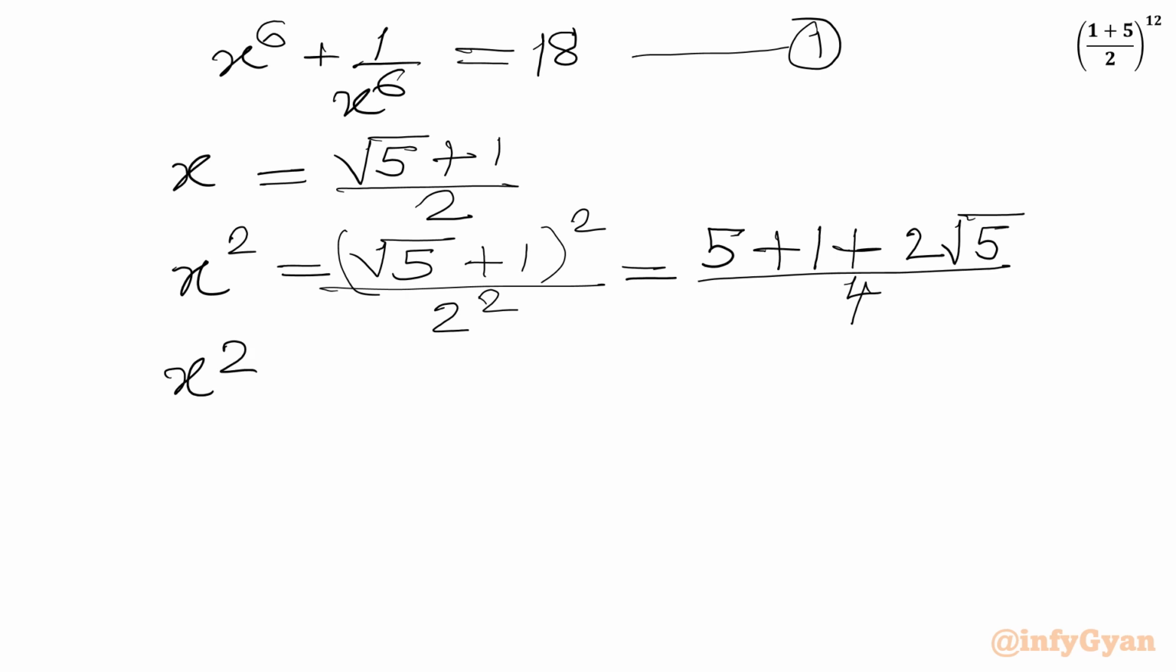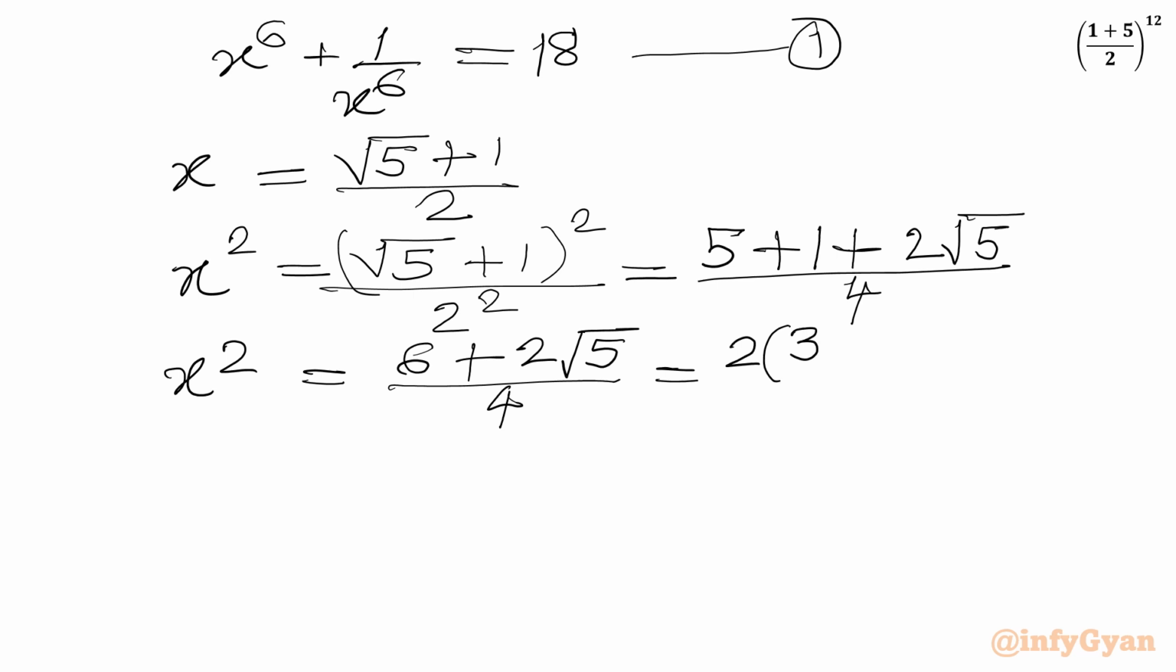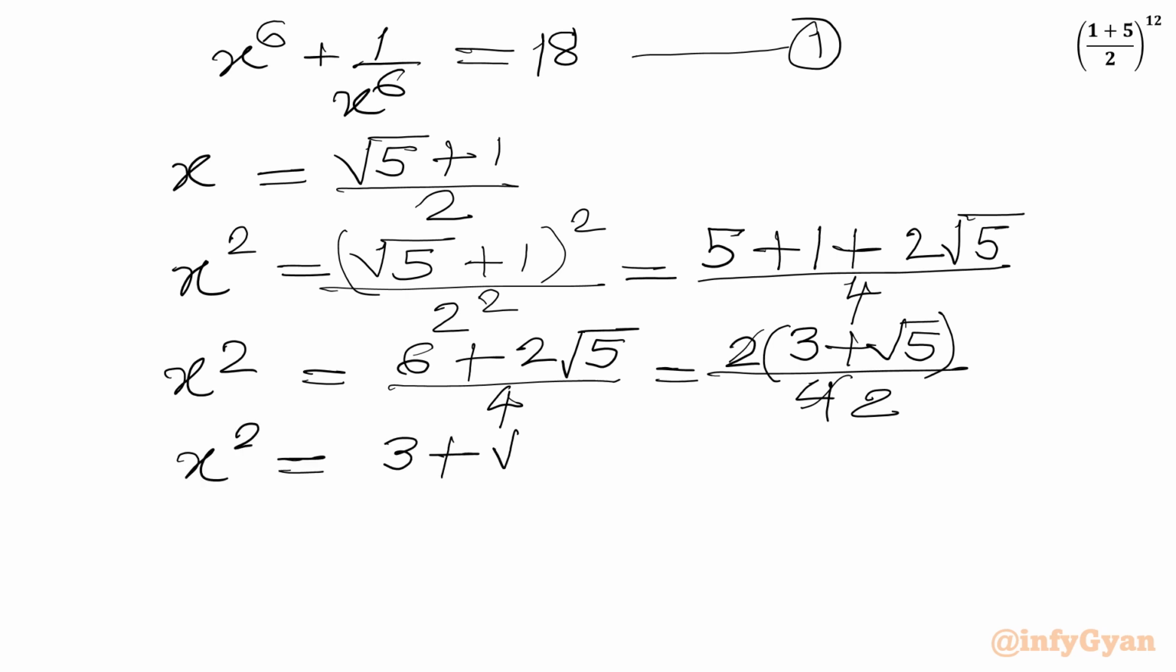So x square will be equal to (6 plus 2 square root 5) over 4. Now we can take 2 common from the numerator, so (3 plus square root 5) over 4. Now we can cancel 4 and 2, so the denominator will be 2. So I can write x square will be equal to (3 plus square root 5) over 2.